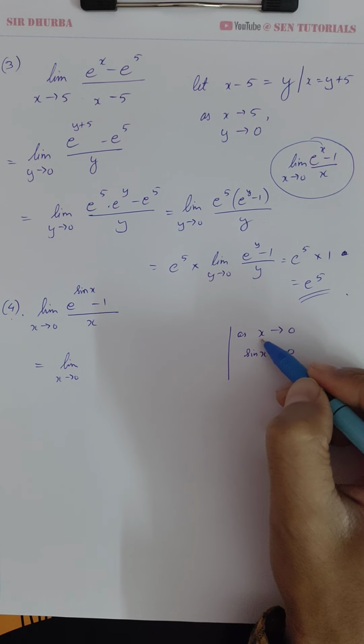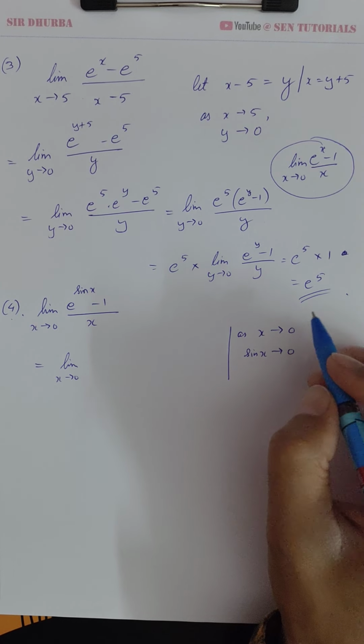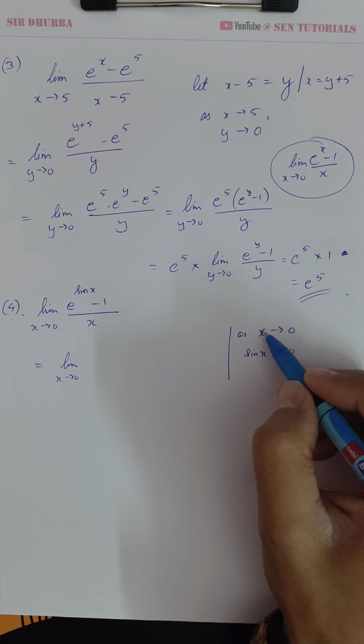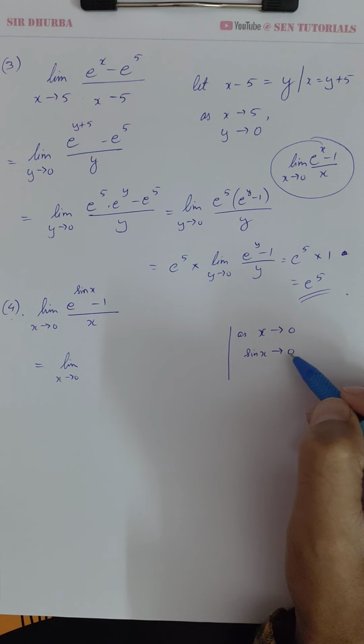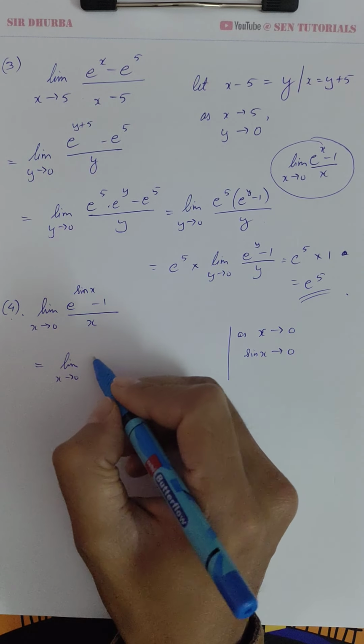Because as x approaches 0, for example, let's just assume that it is 0. Of course it's not 0, but very close to 0. That's almost 0. Sine 0 is how much? Sine 0 is 0. So this is also approaching 0 only. So that's why we can do that.